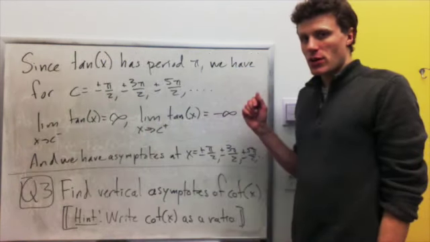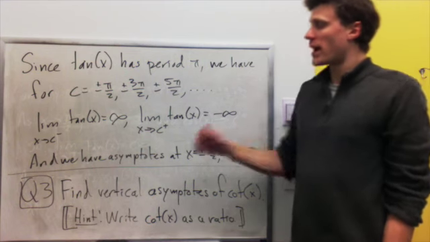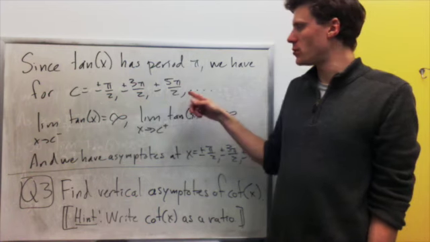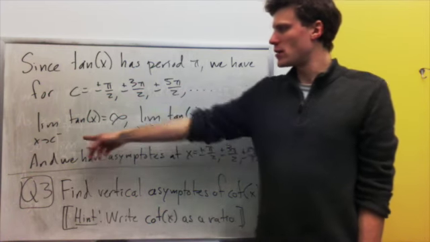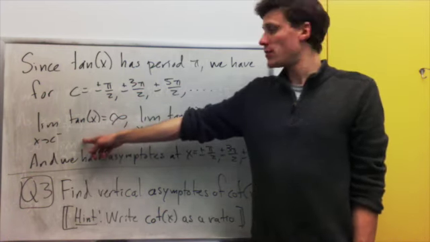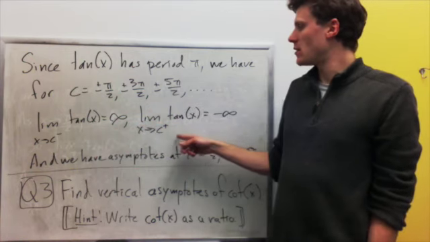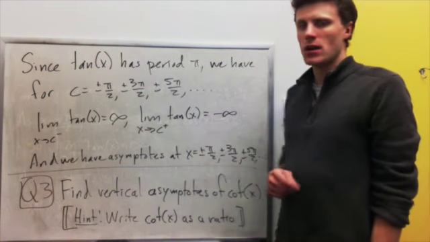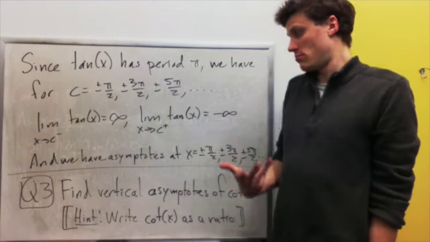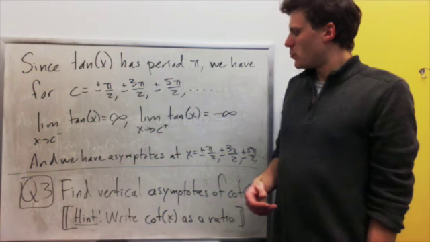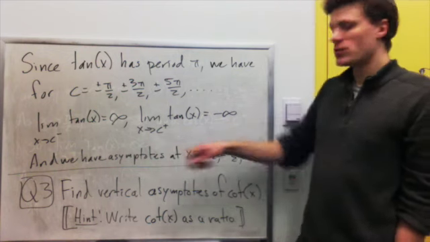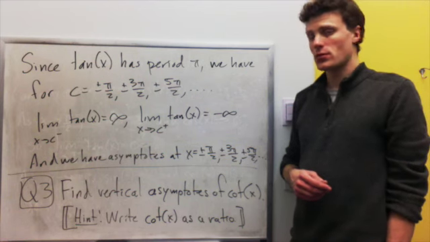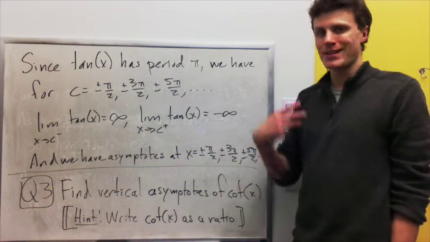Since tangent has period pi, we therefore have, when c is equal to plus or minus pi over 2, plus or minus 3 pi over 2, plus or minus 5 pi over 2, etc., that the limit as x approaches c from the left of tangent is infinity, and that the limit as x approaches c from the right of tangent is equal to negative infinity. Look at a graph of tangent to verify that this is what happens. We also therefore have vertical asymptotes at x equal to plus or minus pi over 2, x equal to plus or minus 3 pi over 2, x equal to plus or minus 5 pi over 2, etc.